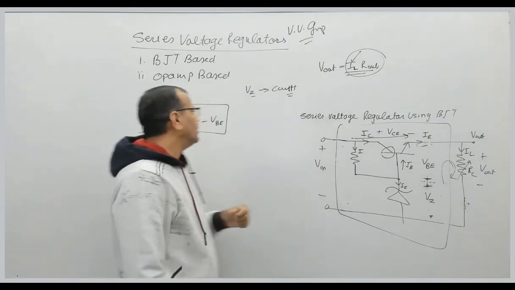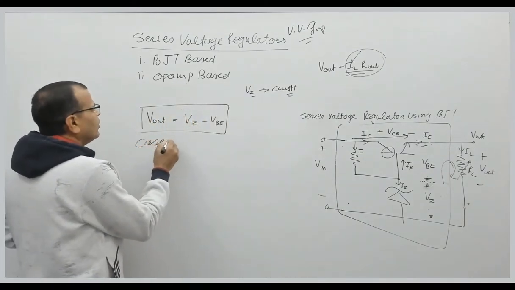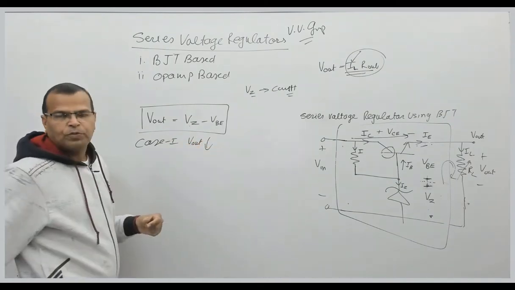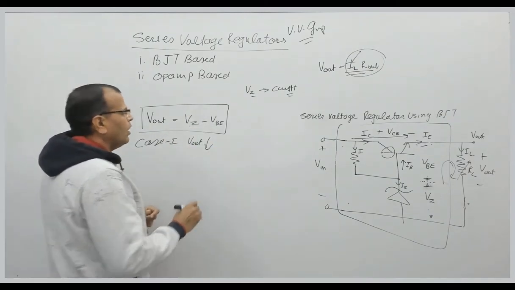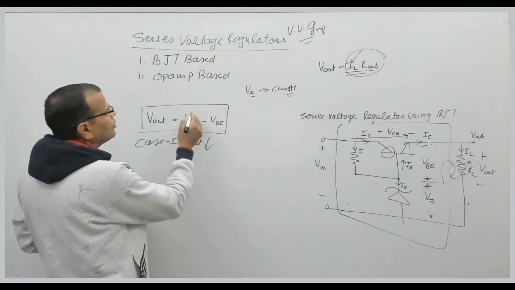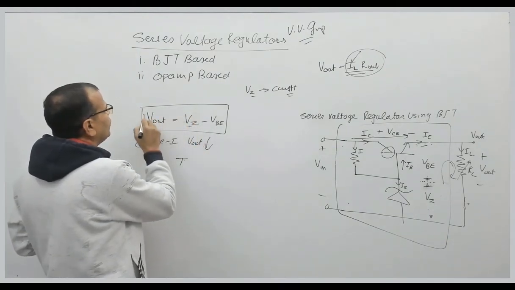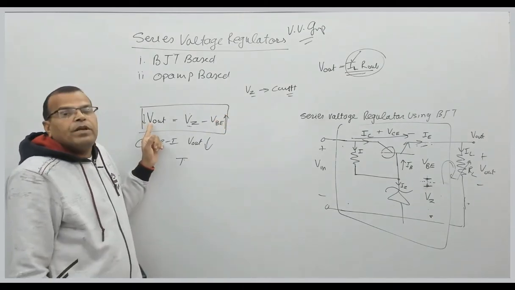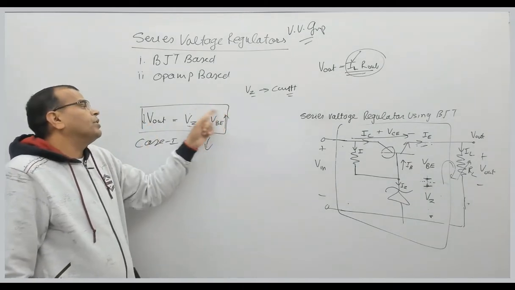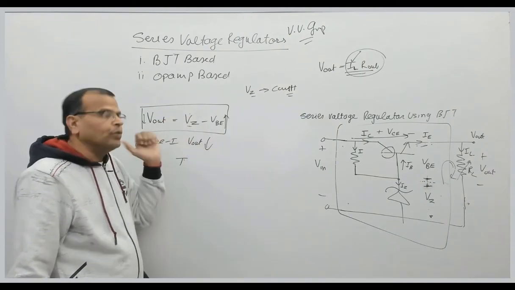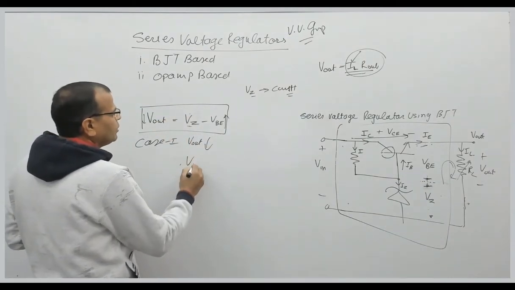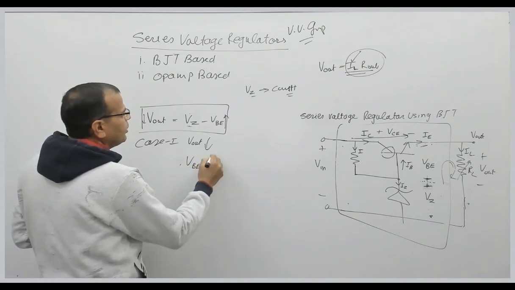So there are two cases. Case 1: your output voltage V out is reduced. And if the output voltage is reduced, this is constant. So if it is reduced, this is constant, so VBE must be increased. If V out is reduced, VBE must increase so that this difference is reduced, right? So when the output voltage is reduced, the voltage VBE is increased.